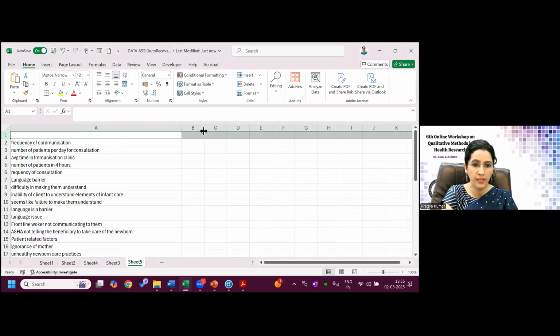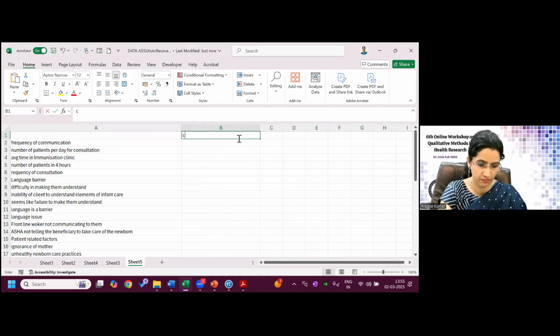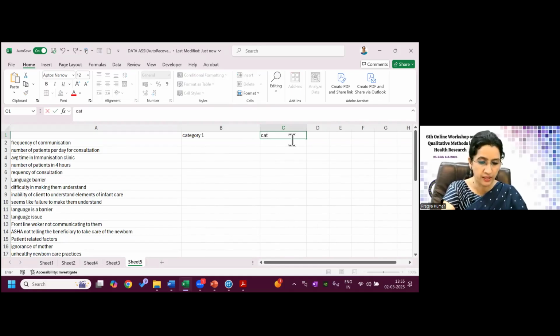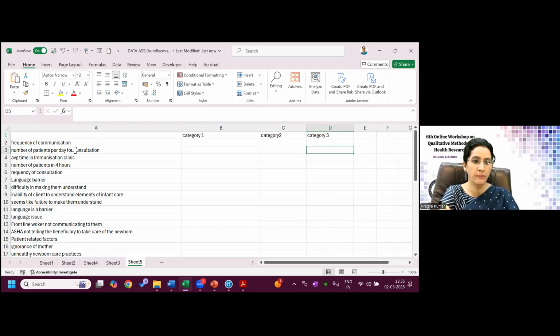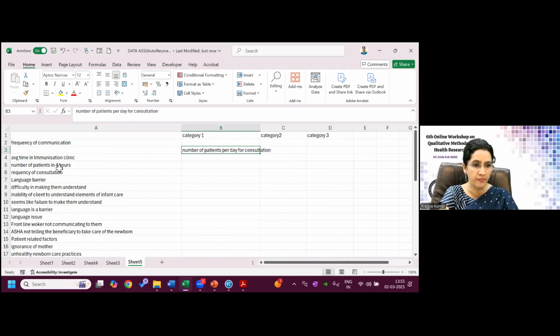So here you may write it as category 1. I'm not naming the category. I'm just trying to see the pattern coding and see the similar codes, and I'll put them in one category. So category 2 and category 3. Then you can keep on pasting the codes. Let's say this is the first: number of patients per day for consultation, average time of immunization clinic. Suppose this is the same, so I'll put this in the same category, number of patients.